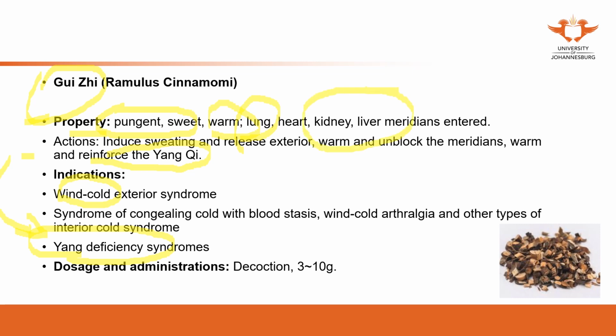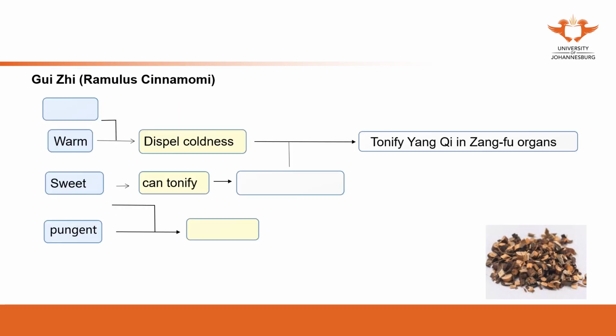So if the patient presents with coldness in the kidney or liver, you also can use 桂枝 or 肉桂, the cinnamon. So the difference between 桂枝 and 肉桂: they are from the same tree. 桂枝 is the small branches of the tree. 肉桂, cinnamon, is the bark of the tree. It can warm the liver and kidney, tonify yang qi.